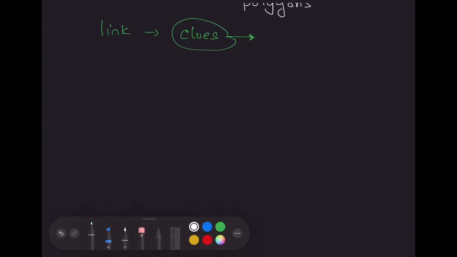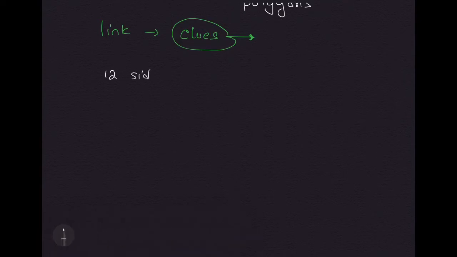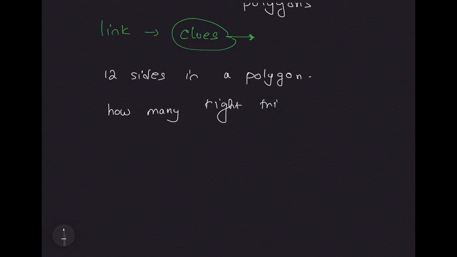So the problem says that there are 12 sides in a polygon. It's a regular polygon of 12 sides, and we want to find out how many right triangles are possible using vertices of this polygon.